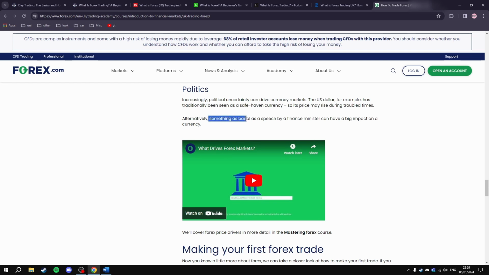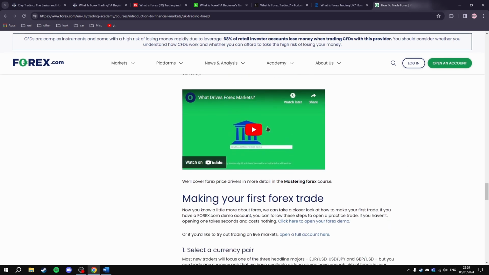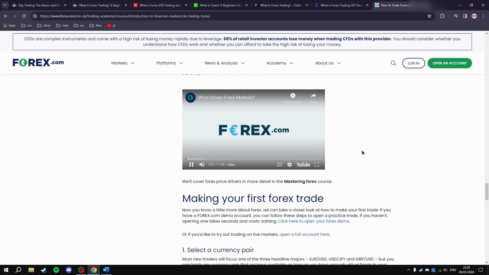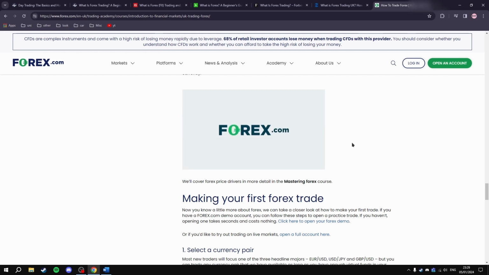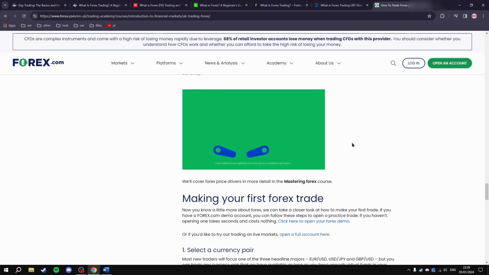Alternatively, something as banal as a speech by a finance minister can have a big impact on currency. An important first step in trading Forex is to understand what makes currencies move. We've identified 3 key factors which you should keep an eye on.